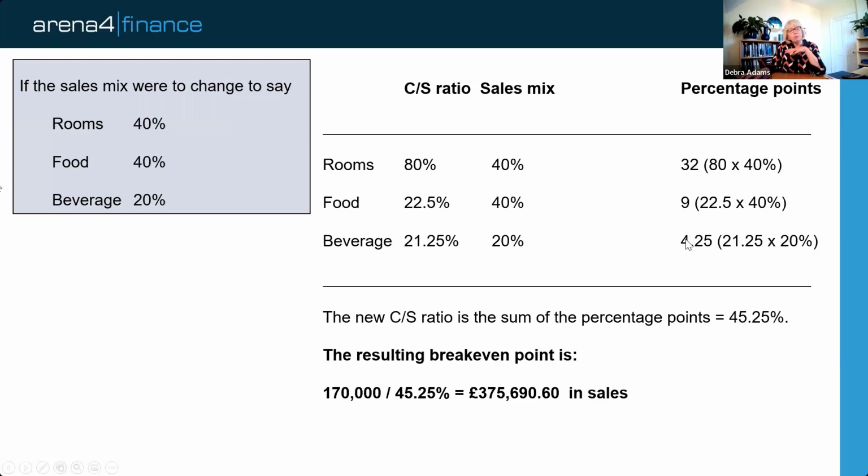Now, these numbers on their own don't mean much individually, but you need to add them together to get the new CS ratio. And the new CS ratio then can be used to work out what your break-even point will be if you're able to change that CS ratio. So we've now got 375,690 as the level of sales we need in order to break even.